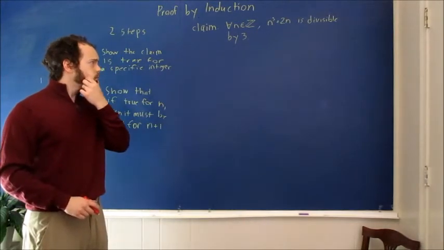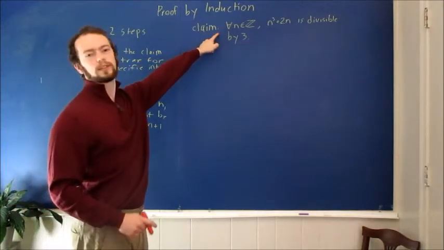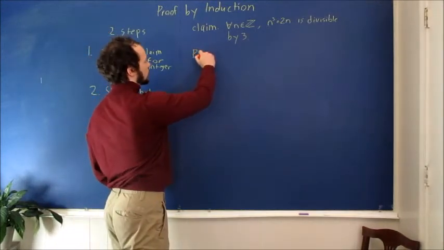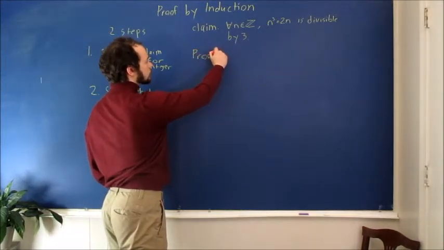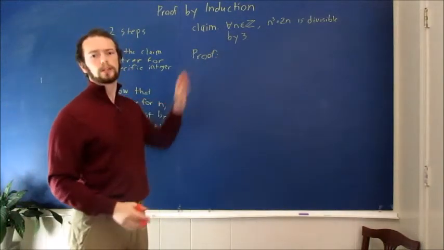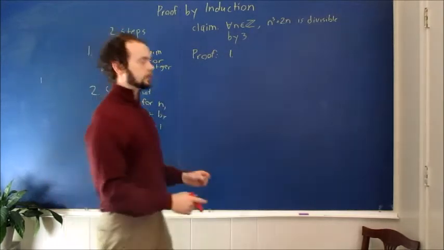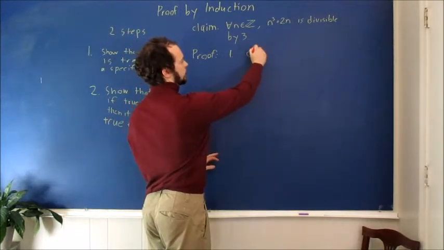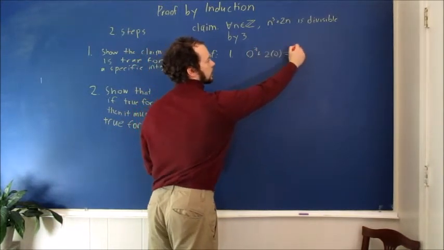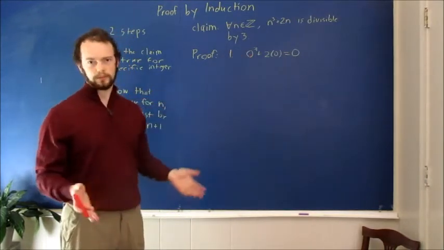So let's go ahead and prove that this statement is actually true. We'll start by showing that it's true for 0. So step 1: it's true for 0, because 0 cubed plus 2 times 0 equals 0. Pretty simple. And 0 is divisible by 3.